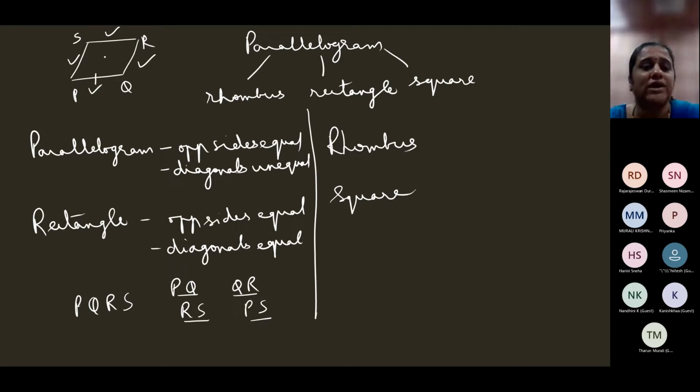So PQ and SR, maybe you get something like 7 units, just for example, opposite sides. And QR and PS, the other pair of opposite sides, you get 6 units. So opposite sides are equal, then it's a parallelogram. In a quadrilateral, if opposite sides are equal, it is a parallelogram. That's enough.